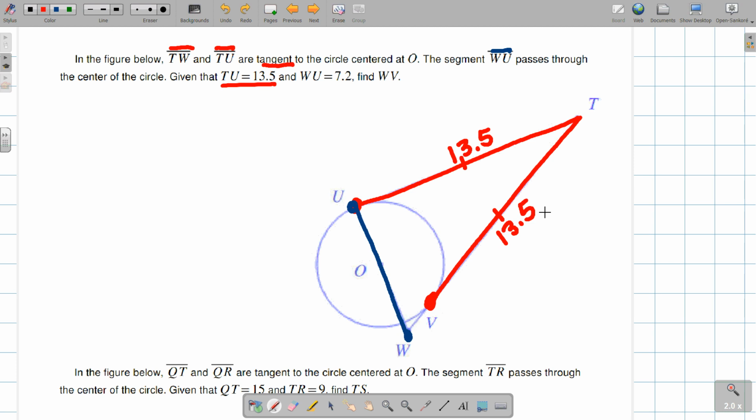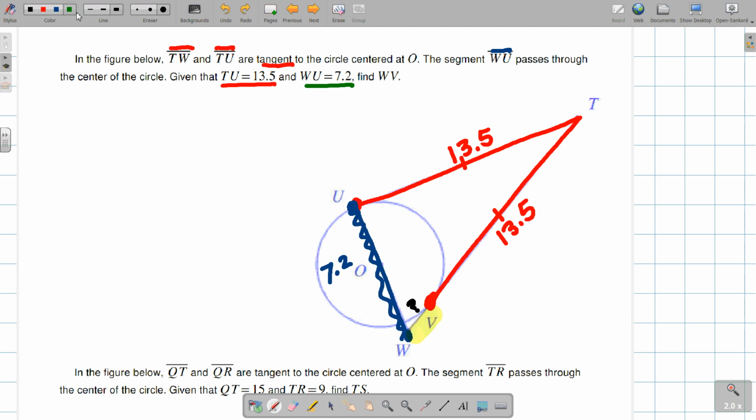W to U is 7.2. So W to U, let's squiggle that. That is 7.2. Our ambition is to find this little segment WV. Now this looks impossible, but don't freak out. It's so much easier than you think it is.